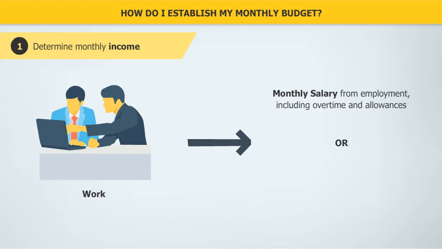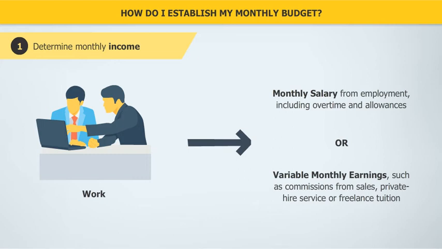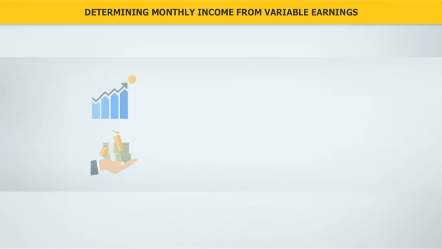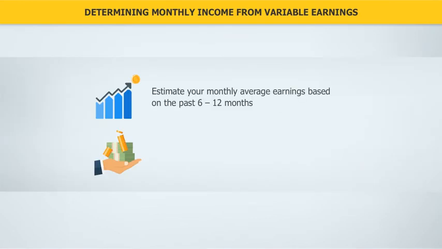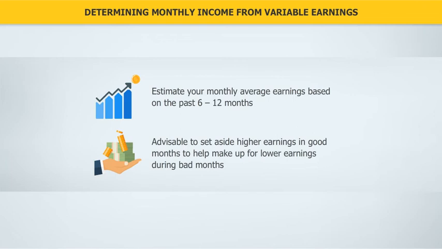If you work as a sales agent, private hire driver, or freelance tutor, for example, your monthly income may vary from month to month. To estimate your monthly income, you should use your monthly average earnings based on the past 6 to 12 months. It is advisable to set aside higher earnings in good months to help make up for lower earnings during bad months.